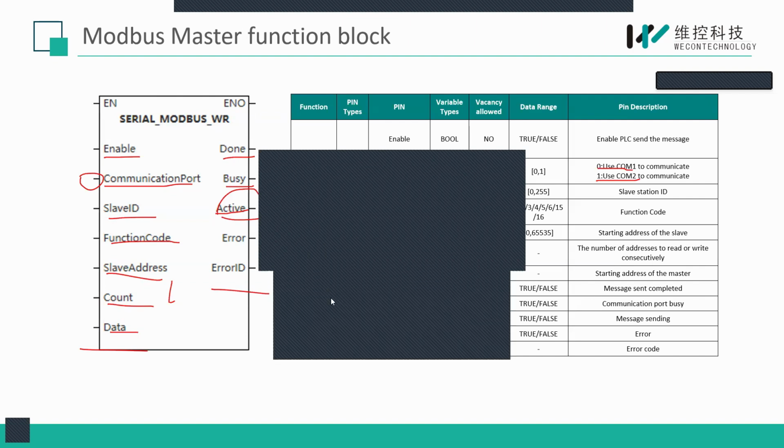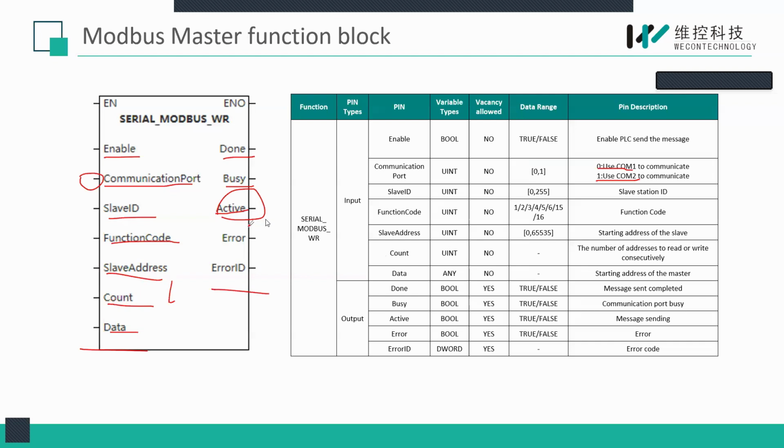Sorry, wait a moment. This one means the message is sending. This one means the message is sent. And sometimes the communication has some error, so we have the error state and the error ID to show the user what error has happened.